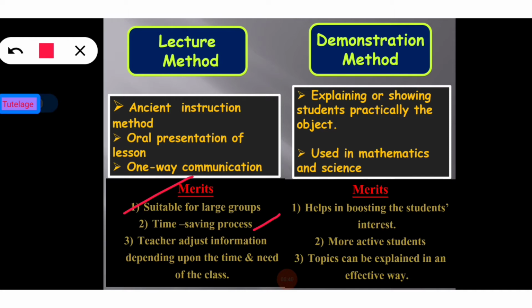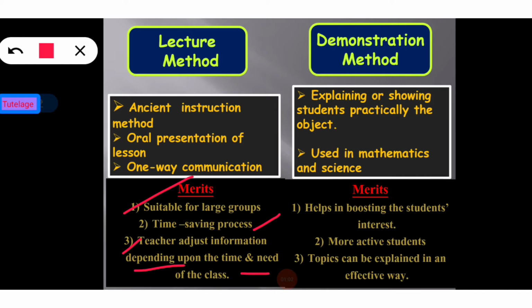Now move on to the third point, that is the teacher adjusts information depending upon the time and need of the class. So there is flexibility, as the teacher can adjust the flow of information depending on the time and needs of the class students.